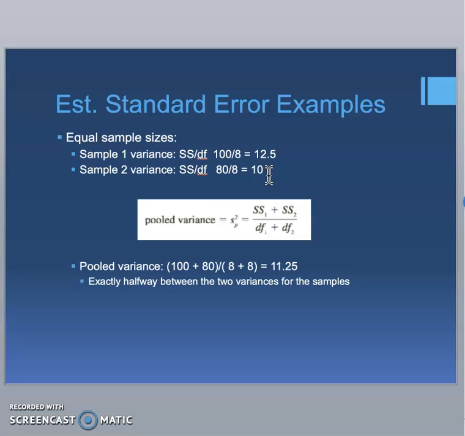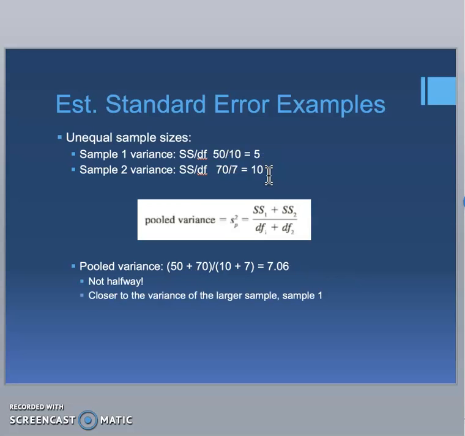Okay. When we go to do this with things that are different sample sizes, this one has 11, this one has 8, it's going to be pulled closer to that variance within sample 1, that is 5, than the variance of sample 2 of 10. So when we do pooled variance, we get 7.06, not halfway between. Halfway between would be 7.5, but it's closer to 5 because that one has a larger sample.